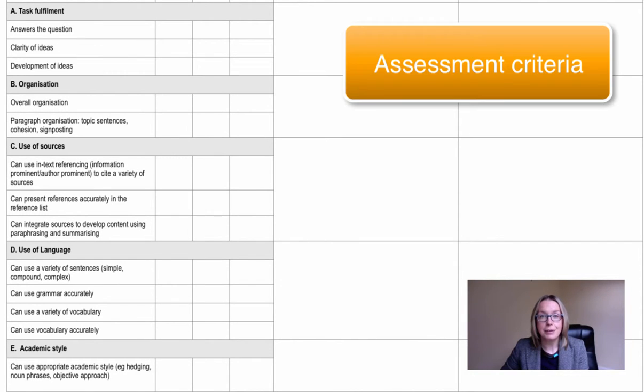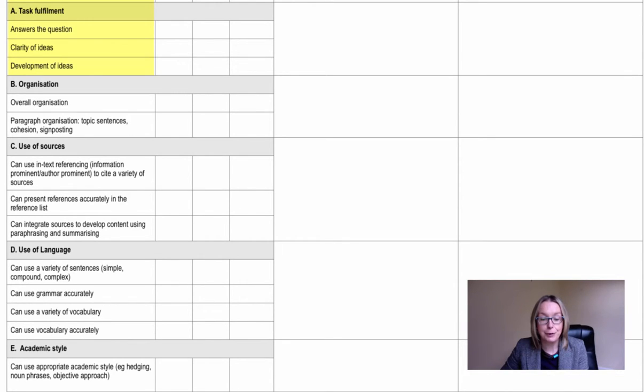Let's look at the assessment criteria one by one and explain what each category means. So first of all, task fulfillment. This basically means whether the assignment answers the question or the assignment brief by providing ideas that are relevant, fully developed and clearly presented. The organization criterion refers not only to the overall organization of the assignment, but also the organization of each section and even individual paragraphs.